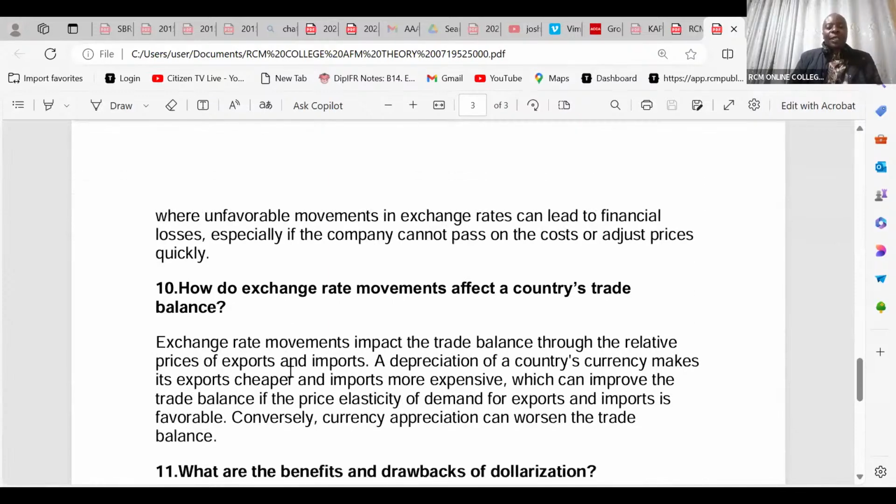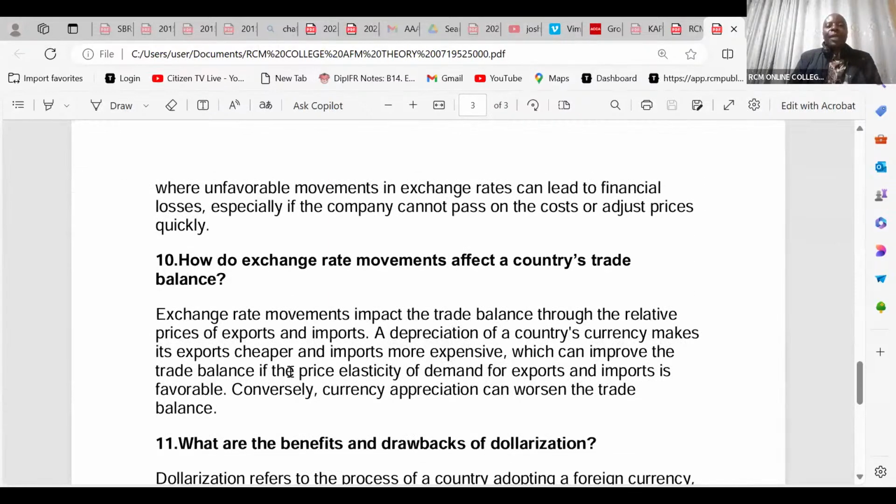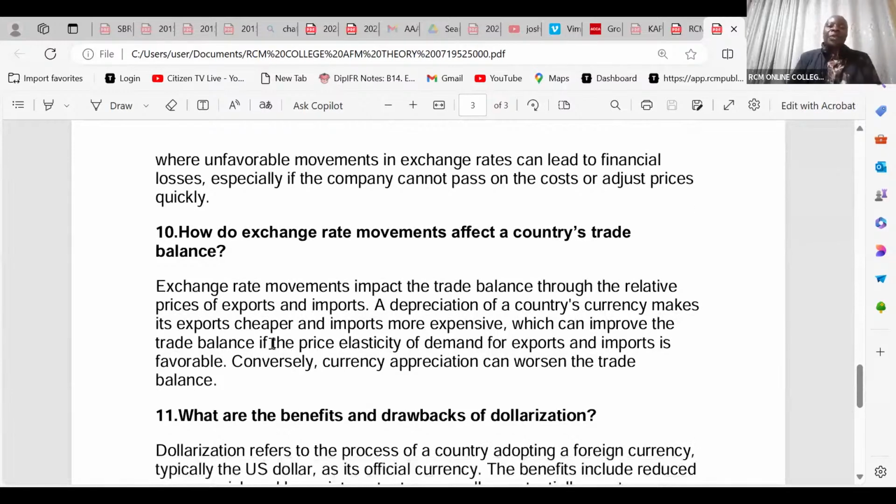This we have seen already. Number 10, how do exchange rate movements affect a country's trade balance? Exchange rate movements impact the trade balance through the relative prices of exports and imports. A depreciation of a country's currency makes its exports cheaper and the imports more expensive, which can improve the trade balance if the price elasticity of demand for exports and imports is favorable. Conversely, currency appreciation can worsen the trade balance.